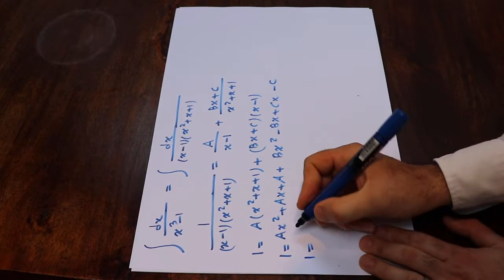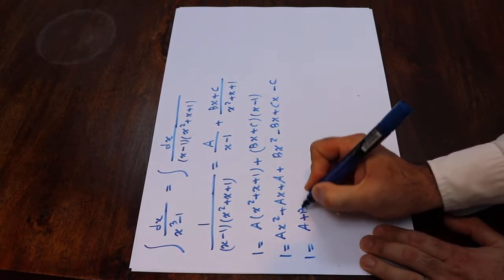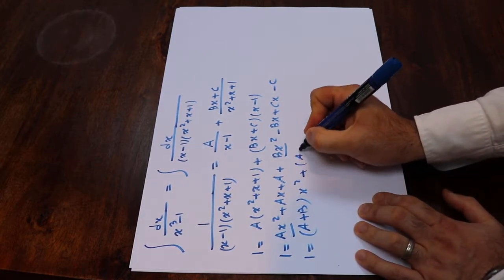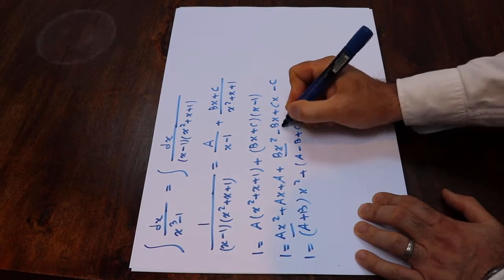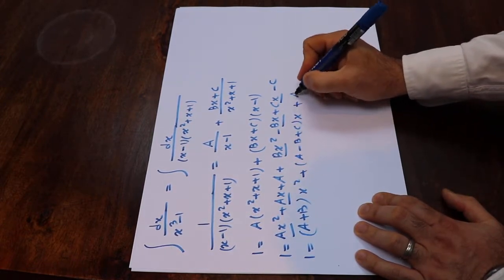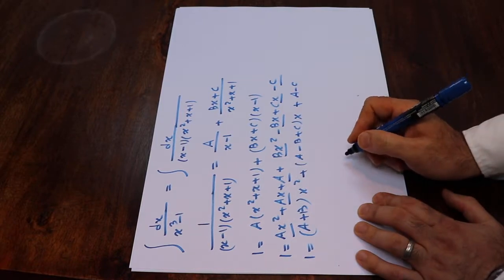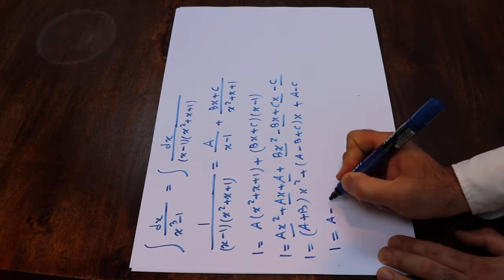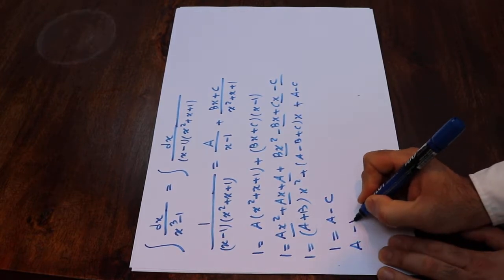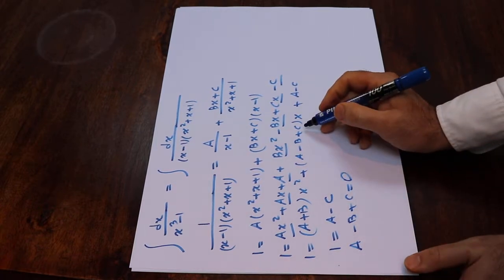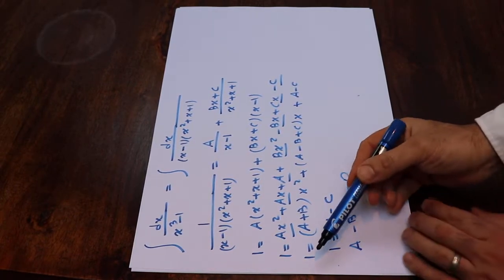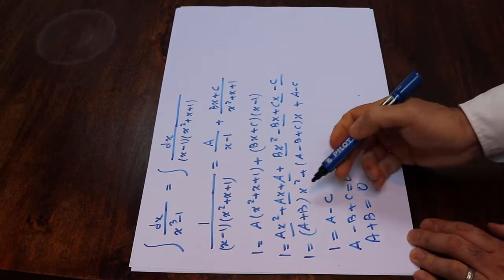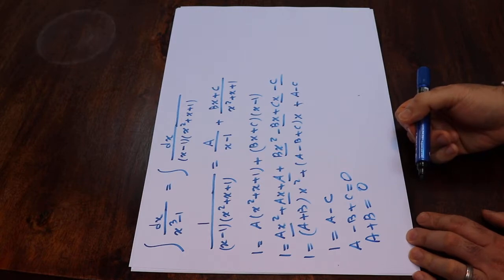Okay, therefore 1 will be equal to (A plus B) times x², that is this two term, plus (A minus B plus C) times x, that is this three term, plus (A minus C). These are the constant. Okay, so if you compare each side of this equation, you can conclude that 1 is equal to A minus C, A minus B plus C is equal to 0, that is the coefficient of the x is equal to 0 because you don't have x on this side of the equation. Also A plus B is equal to 0 because you don't have x² on this side of the equation.